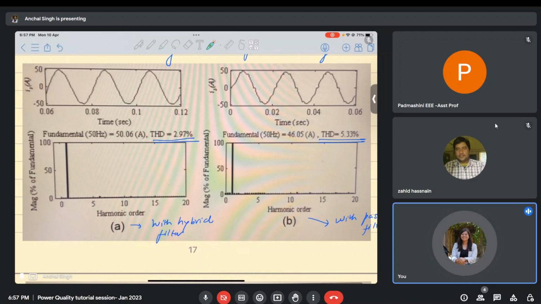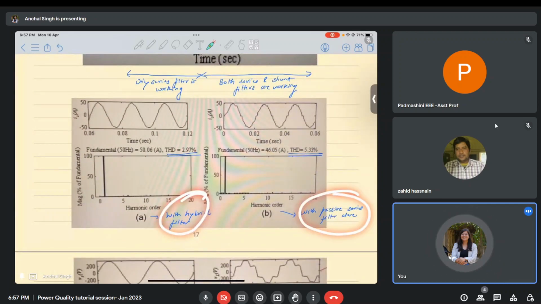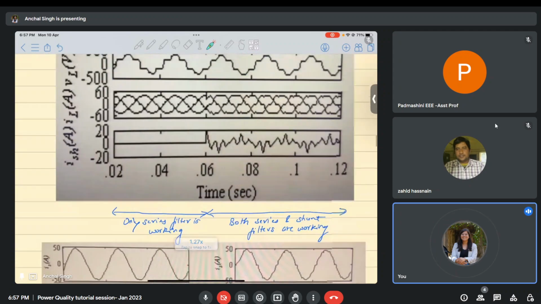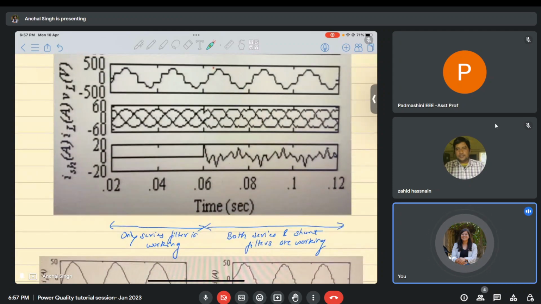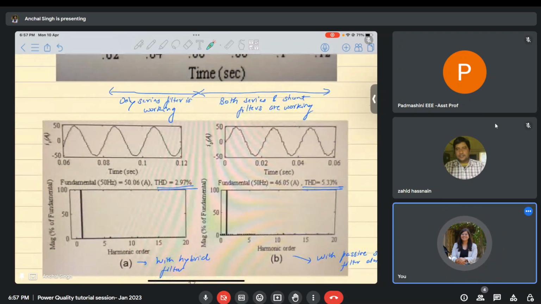This is the supply current with the hybrid filter, and this is the supply current with the series passive filter on. Initially, in the duration from 0.02 to 0.06, when only the series filter was working, the THD of my system was 5.33%. And when both the filters started working, the THD reduced to 2.97%, almost half of the THD. So these are the THD values of the supply current.